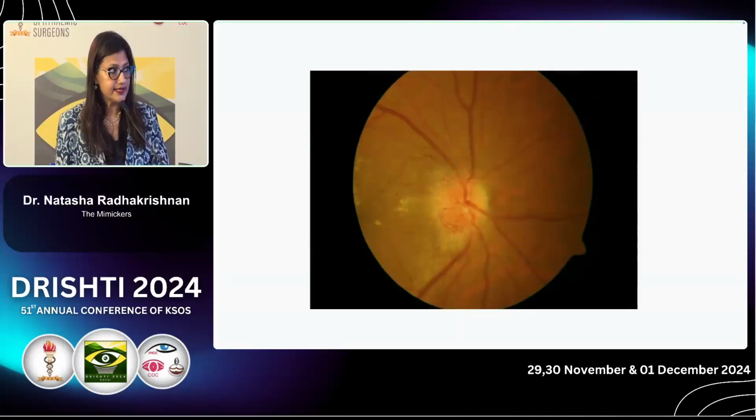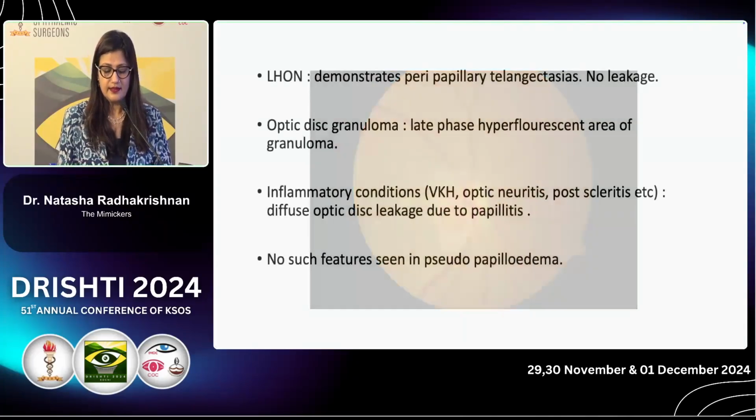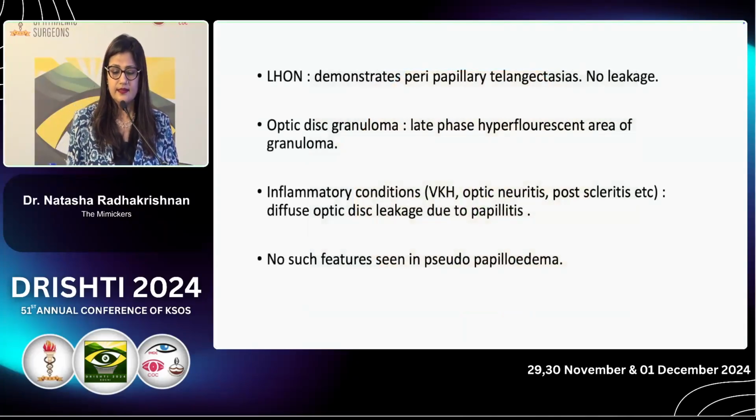So this is how the telangiectatic vessels look in a diabetic papillopathy. In LHON, you can get peripapillary telangiectasias with no significant leakage on FFA.